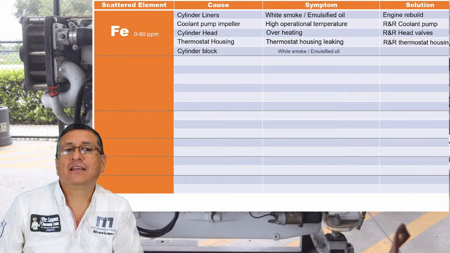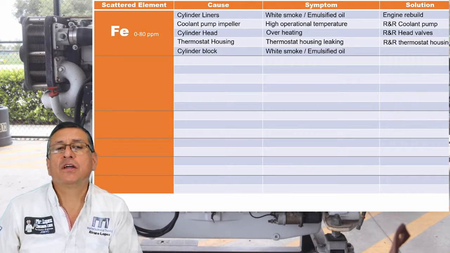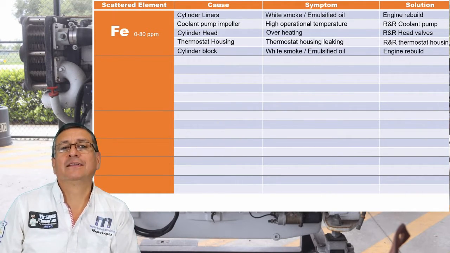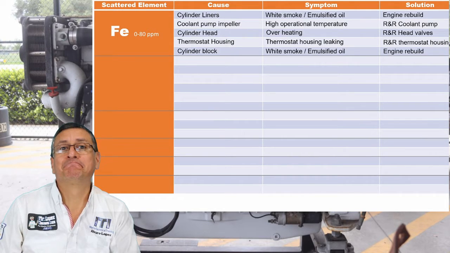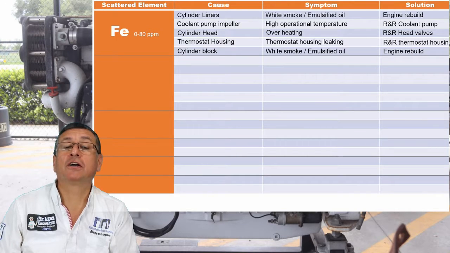What is the consequence? It is exactly the same as with the cylinder liners: white smoke and the oil emulsifies. And what is the solution? Rebuild the engine and replace the block. Is it possible to repair the block? No. You need a new block.